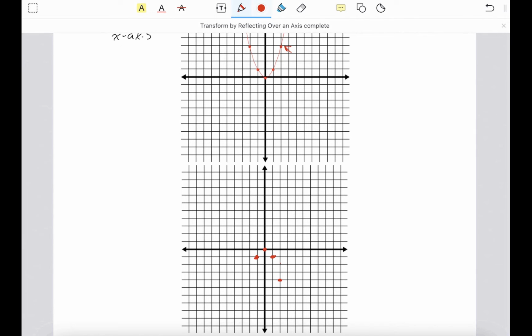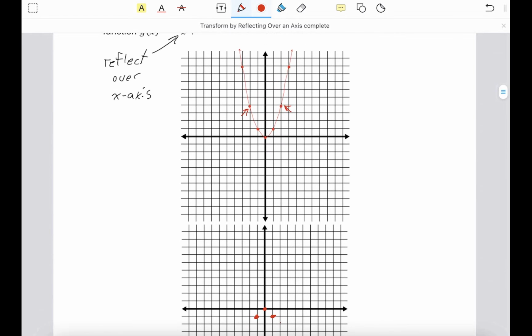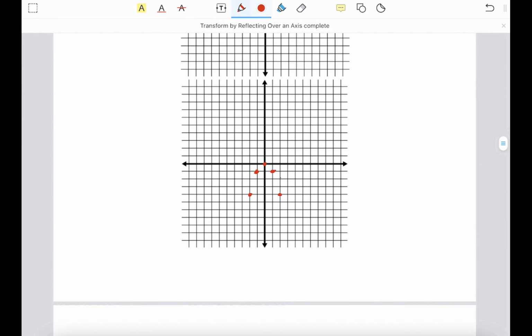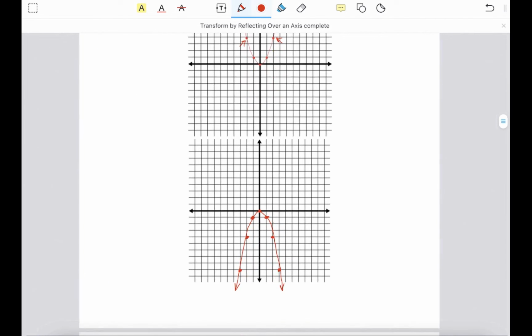Right here. For -2, 4, we go -2 and down 4. And then we have two more points, 3, 9 and -3, 9. We'll go to 3, -9. 1, 2, 3, 6, 7, 8, 9 right there. 3, -9 and -3, -9. So this one is reflected over the x-axis.